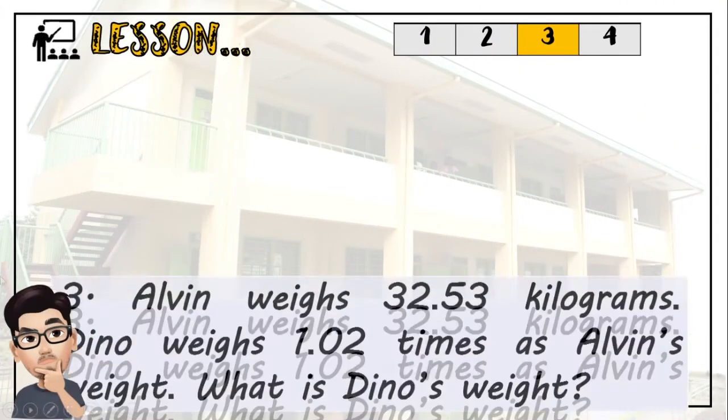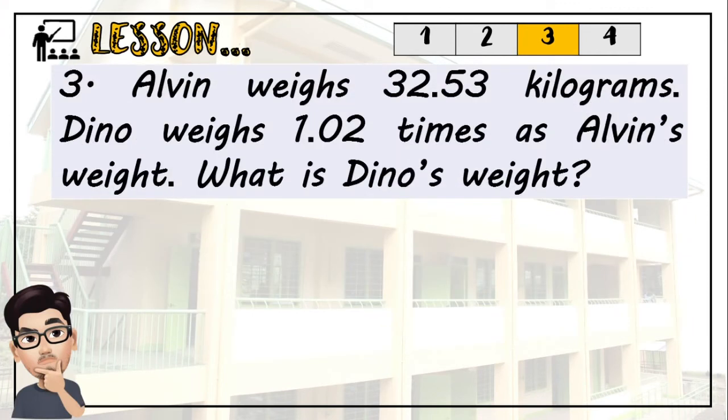Okay, that's how you multiply decimals. Let's now apply it to a word problem. Now, here it is. Alvin weighs 32 and 53 hundredths kilograms. So Dino weighs 1 and 2 hundredths times as Alvin's weight. So what is Dino's weight?